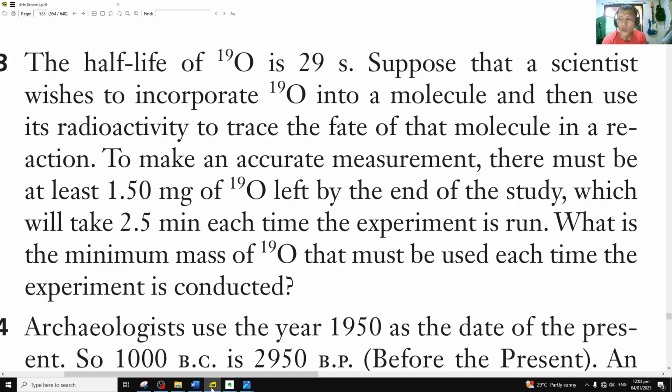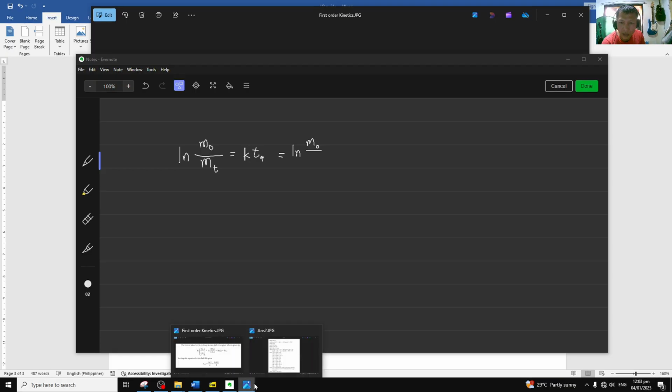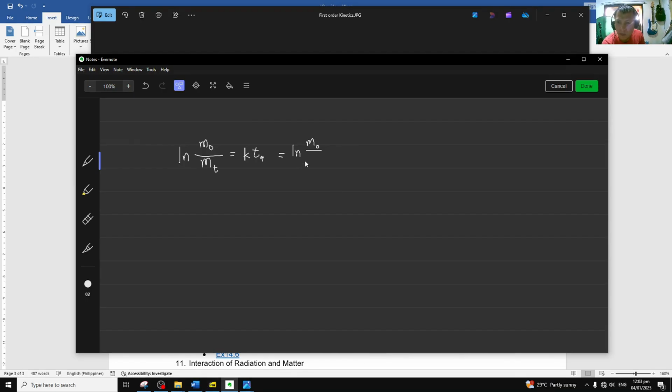The question is that original mass. What is the minimum mass? Meaning that original mass before this process. So that is M0. M0 is unknown, so we'll just leave it as is. ln M0 all over the mass after, so that is the minimum mass. That minimum mass is 1.50 milligram, and then equal to kt.